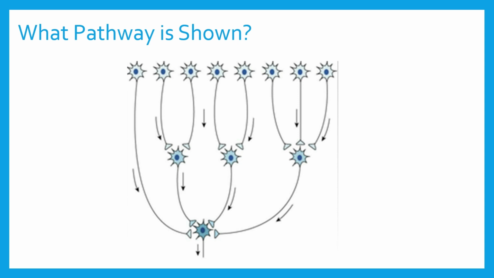So test yourself on your knowledge of these pathways, pause the video and identify the one shown in the diagram here. So this diagram is an example of a converging pathway. So we've got all these different neurons converging or meeting, sending those impulses to the same singular neuron.